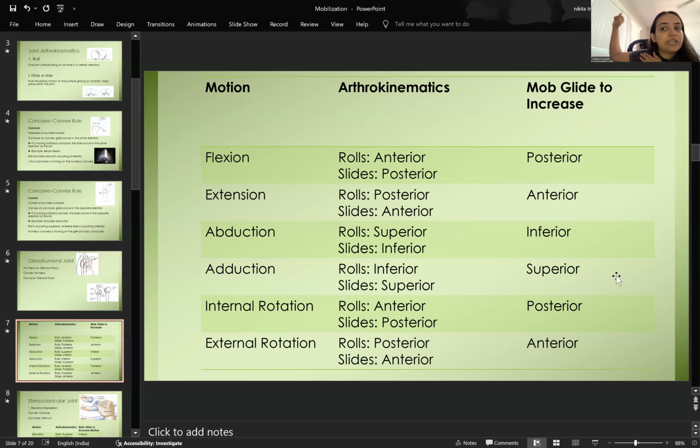So which glide should I give? First, let's see, the first step is to move your arm. I'm moving my arm in the anterior direction. Now think about whether it is convex or concave. The movement happens at the glenohumeral joint.